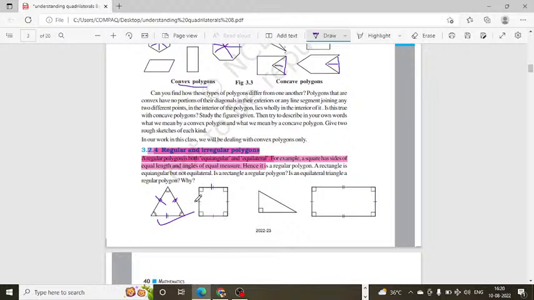Here also you can see this is a regular polygon because its sides are equal, since it is a square. Now let's move on to the next.